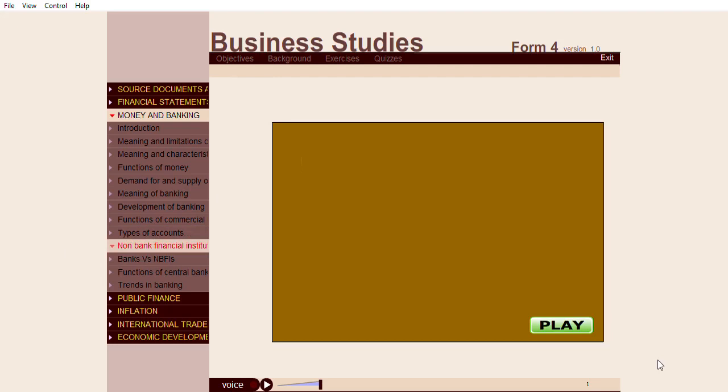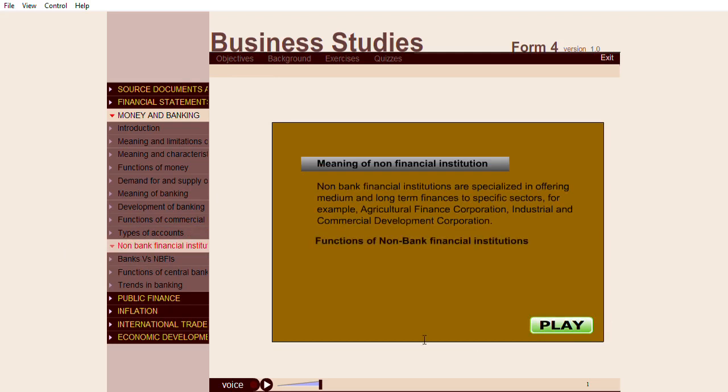Meaning of non-bank financial institution. Non-bank financial institutions specialize in offering medium and long-term finances to specific sectors. For example, Agriculture Finance Corporation, Industrial and Commercial Development Corporation. Functions of non-bank financial institutions: accepting deposits, lending loans, providing investment advice, and provision of specialized financial services.